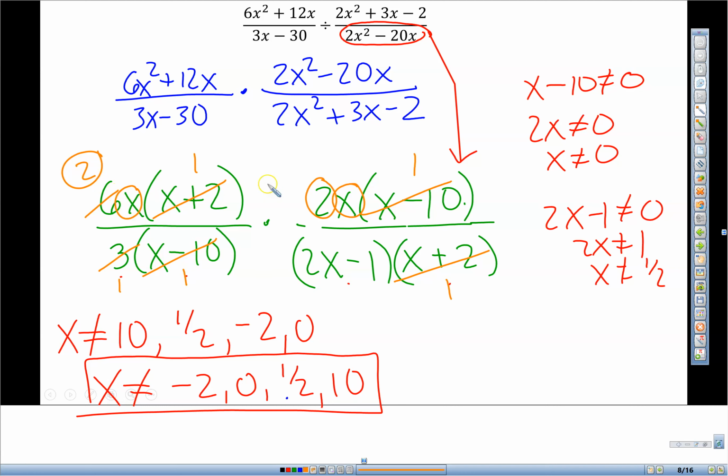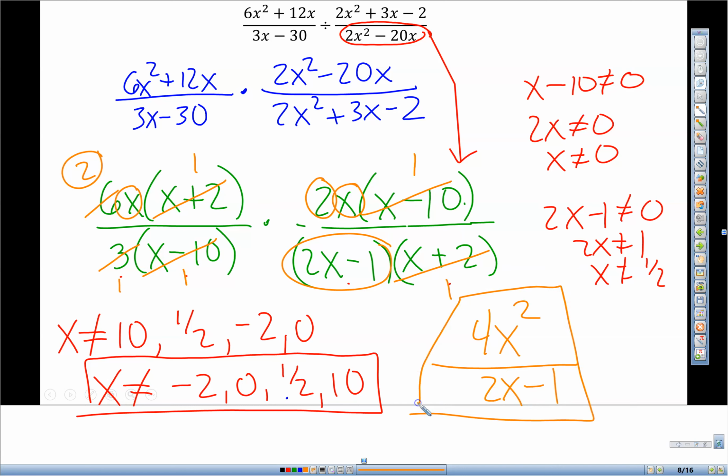So I've got 2x and 2 and x left in my numerator, and I've got 2x minus 1 left in my denominator. So as my final answer then, 2 times 2 is 4, and x times x is x squared, so I get 4x squared. And then I basically have 2x minus 1 times these 1's, so that is 2x minus 1. And there's our final answer to this division problem.